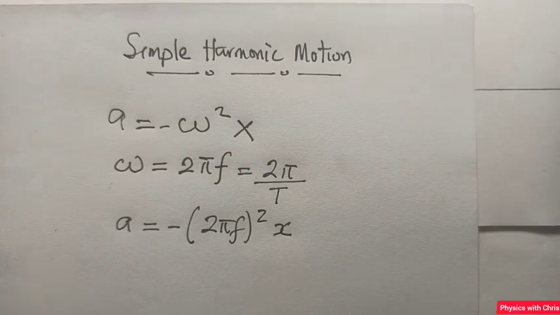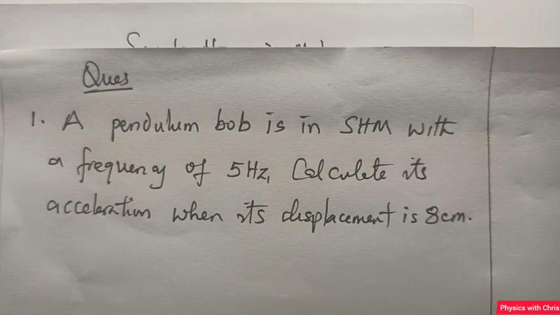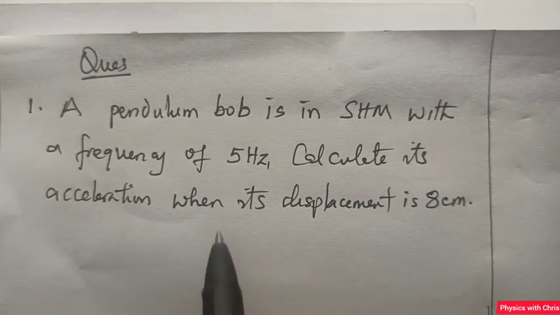Now you may be asked a question like this. Let's just solve this question before I make more progress. A pendulum bulb is in simple harmonic motion with a frequency of 5 Hz. We have to calculate its acceleration when its displacement is 8 cm. So how do we solve this?